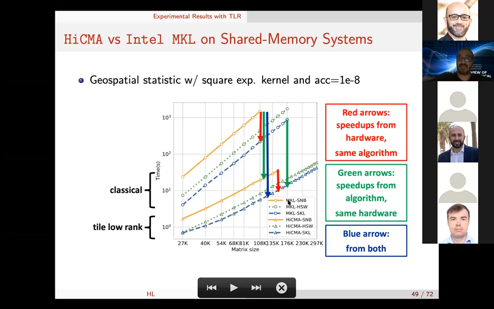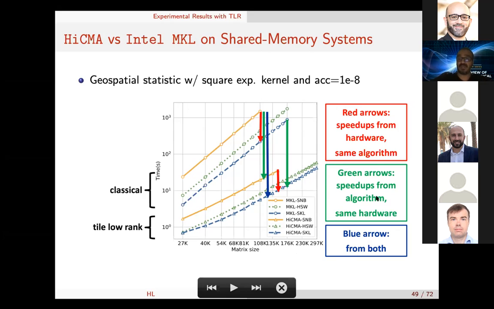We're looking at three types of curves, right? The graph shows time on Y, matrix size on X. So the lower, the better, right? There are three groups of arrows. The red arrows are the speedup from hardware, but using the same algorithm, right? You have the same algorithm, but different hardware. This is the performance boost that you get with the red arrow.